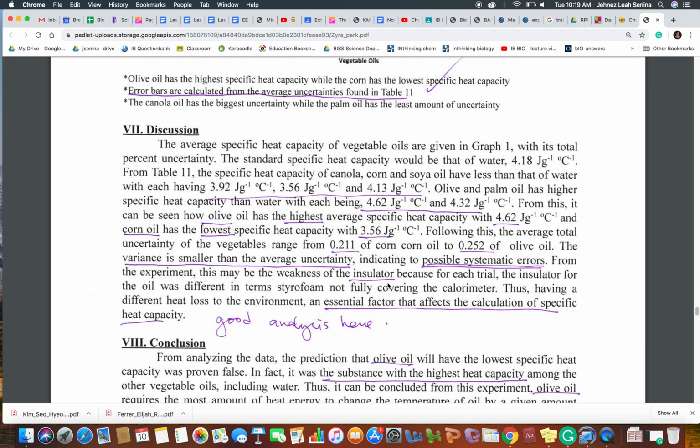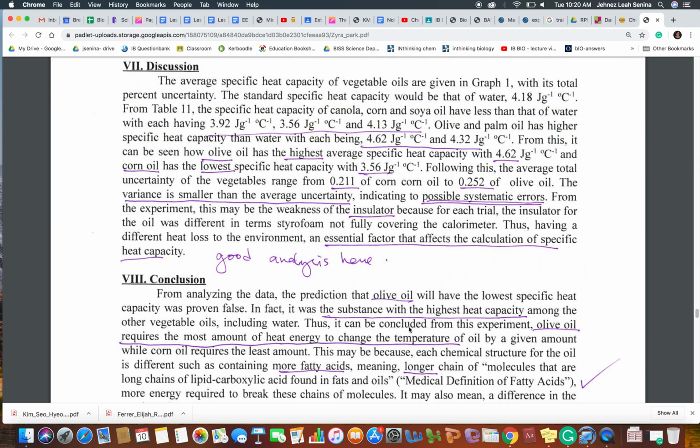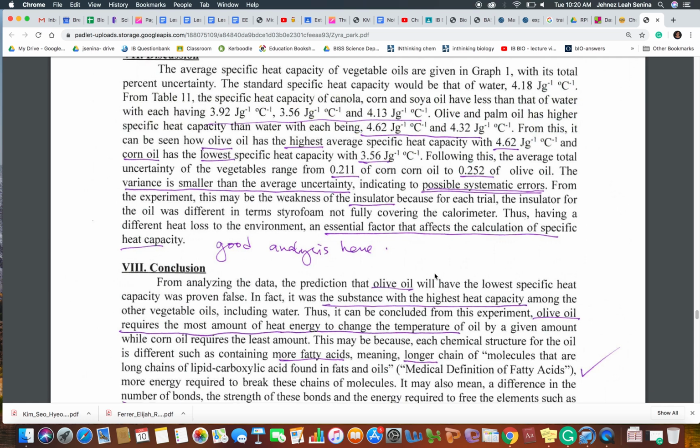So she said it may be the insulator. No matter how many times she repeats this, 1,000 times, the heat change is always lower than what she wants it to be. Always lower. The insulator for the oil was different, in terms of the styrofoam not fully covering the calorimeter. Thus, there is heat loss to the environment, which is an important aspect when you calculate specific heat. So I said good analysis.